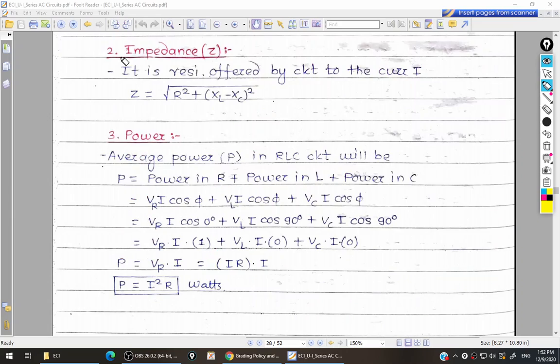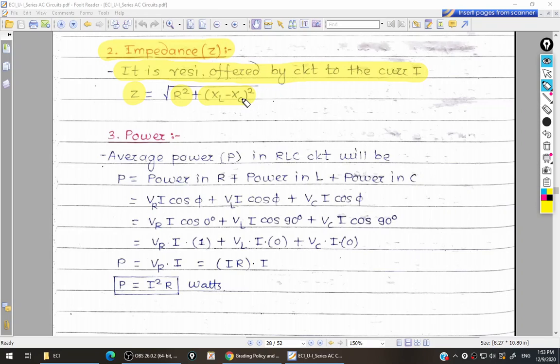Okay. Friends, our next parameter is impedance. Impedance is nothing but the opposition to the flow of current by R, L and C components. So this I have written over here: resistance offered by the circuit to the flow of current, and we have already derived this value. So what is the impedance? Impedance is nothing but phasor addition of resistance and reactance. So what is resistance? R, and what is reactance? XL minus XC, bracket square.